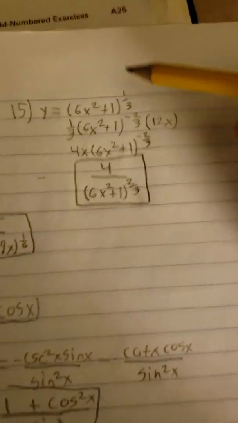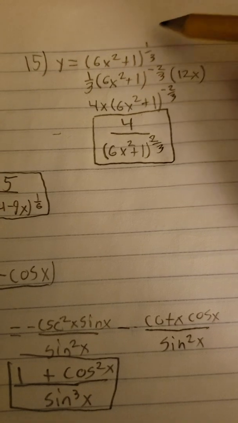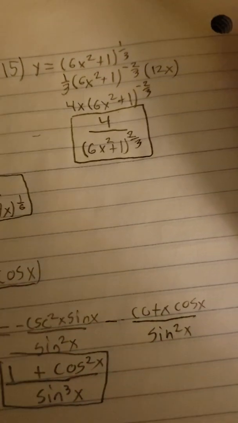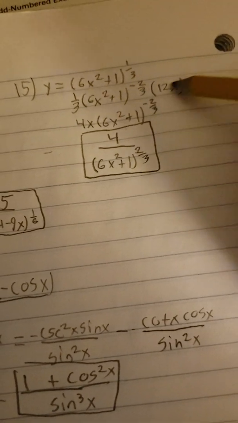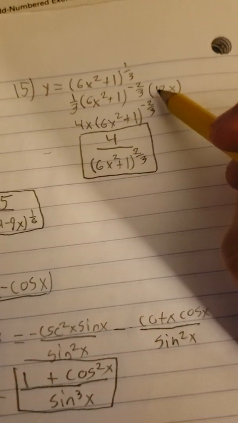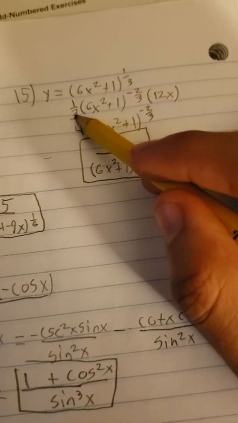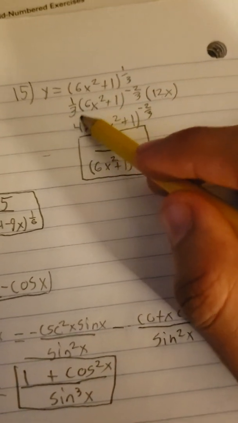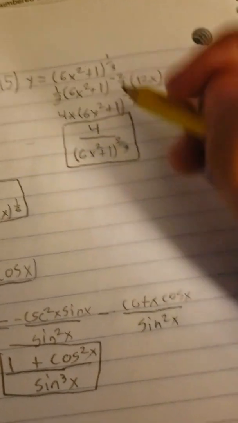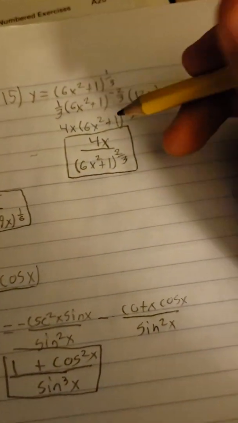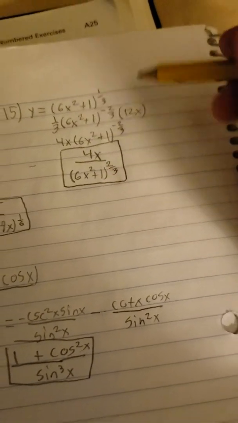For 15, again, we have to take the derivative, we have to chain rule it, which would turn this exponent negative and would turn what's on the inside to 12x, and then move it to the front, and 12 divided by 3 equals 4, so it'd be 4x, and then 4x stays on top, and the rest is moved to the bottom, and this is the answer.